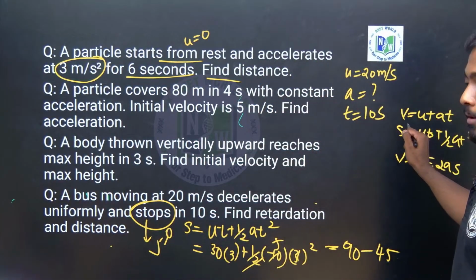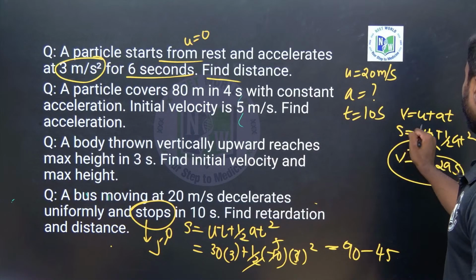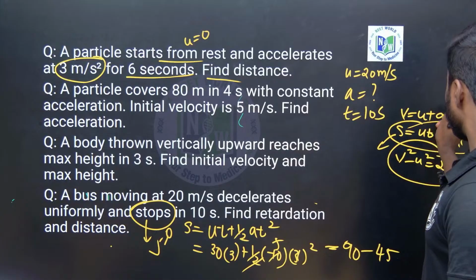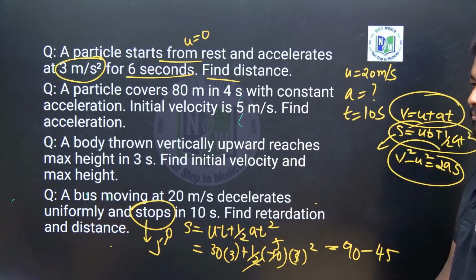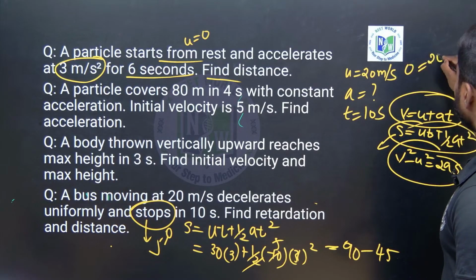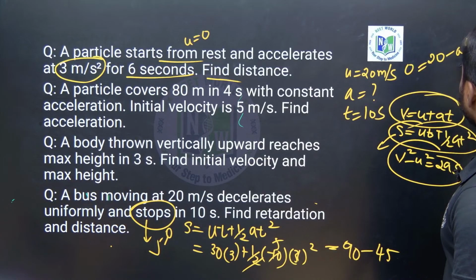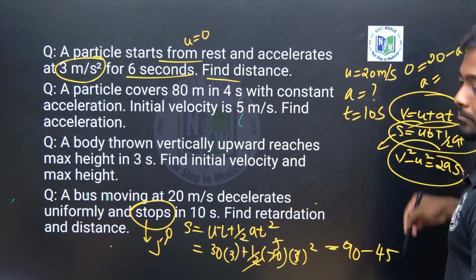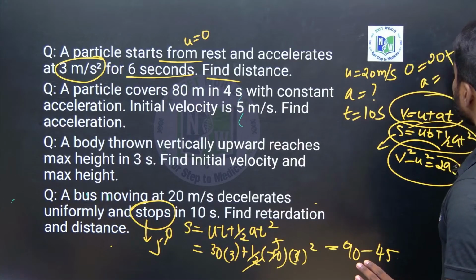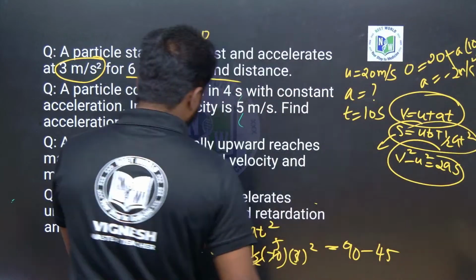So the first equation I can apply to find the acceleration, and the second equation to find the distance. So v is 0 equals u, which is 20, minus a, t is 10. I will keep the equation as it is, plus only. So a equals 0 minus 20 by 10, so minus 2 meters per second square. So this is the acceleration.